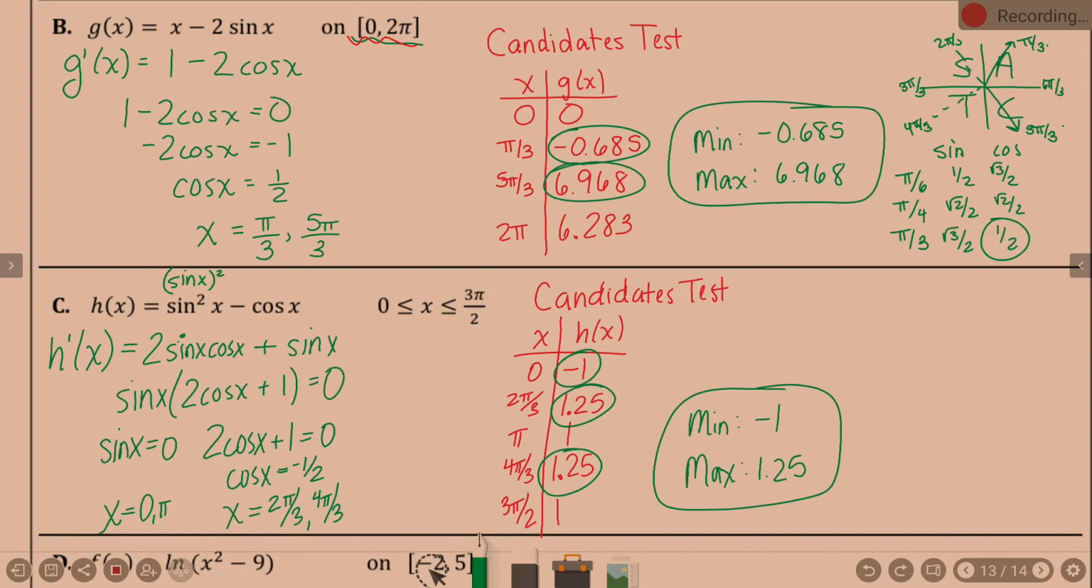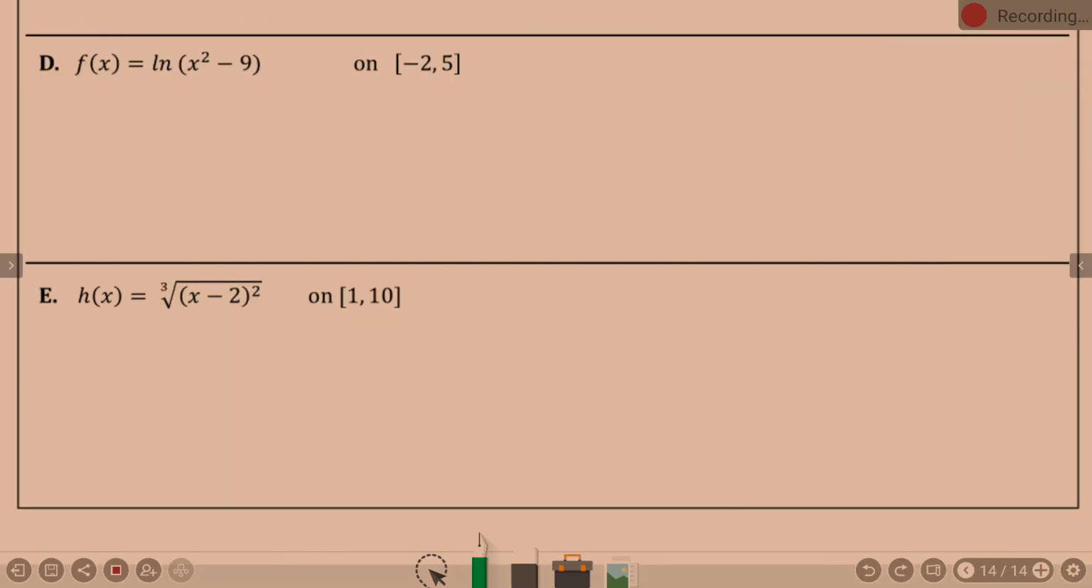Two more. You can do it. Gotta move. Okay. I would say we skip these, but no, we need to talk about them both. So, D, f of x equals natural log of x squared minus 9. 1 over x squared minus 9 times 2x.